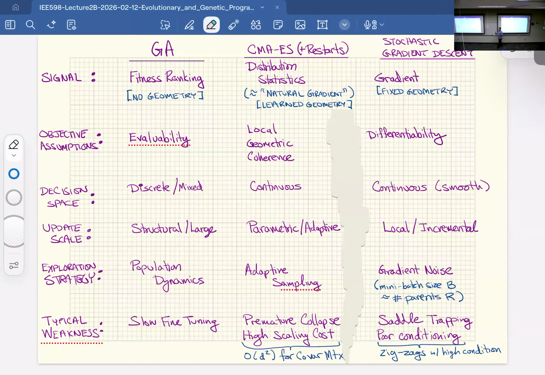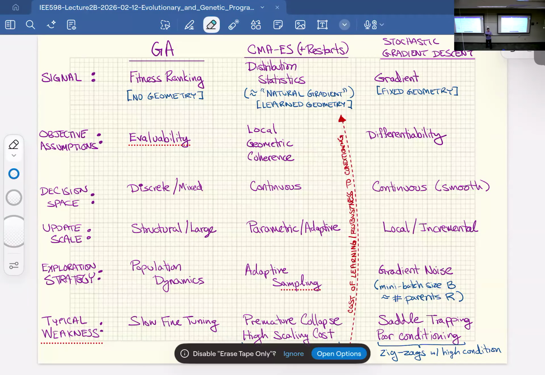That covariance matrix is in the dimensions of your decision space. So if you have a 1,000-dimensional decision space, like 1,000 degrees of freedom in this design problem, then you have to calculate a covariance matrix that is 1,000 by 1,000. And you have to update that basically every iteration. So the per-iteration cost for covariance matrix adaptation evolution strategy is very high because it has to learn.